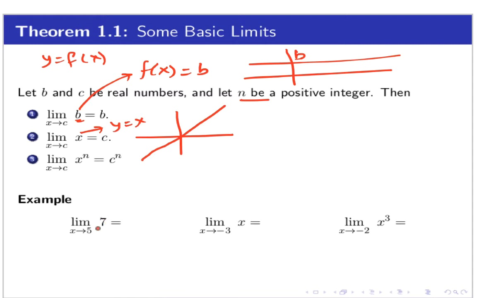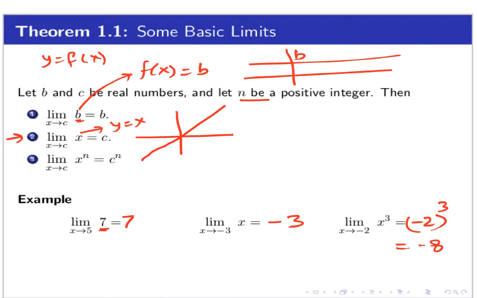Now, the limit of the function 7 when x approaches 5. Now remember, the function is a constant. The answer is simply the number itself, that is 7. Now, the limit as x approaches minus 3 of the function x. Replace the x by minus 3, where you're looking at. That's number 2. The limit as x approaches minus 2 of the function given by x cubed, which is number 3, which is basically replace x by minus 2. That's minus 2 cubed. The answer is minus 8.